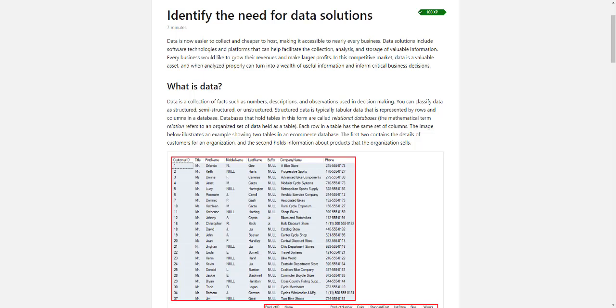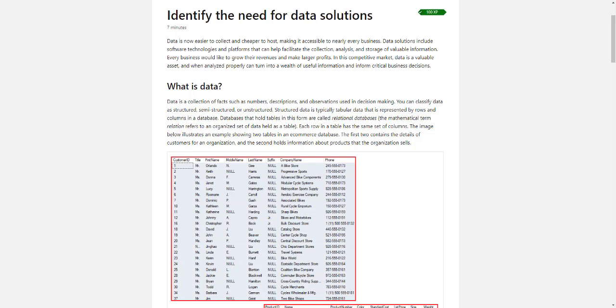Data is now easier to collect and cheaper to host, making it accessible for nearly every business. Data solutions include software technologies and platforms that can help facilitate the collection, analysis and storage of valuable information. Every business would like to grow their revenues and make larger profits. In this competitive market, data is a valuable asset, and when analysed properly, can turn into a wealth of useful information and inform critical business decisions.